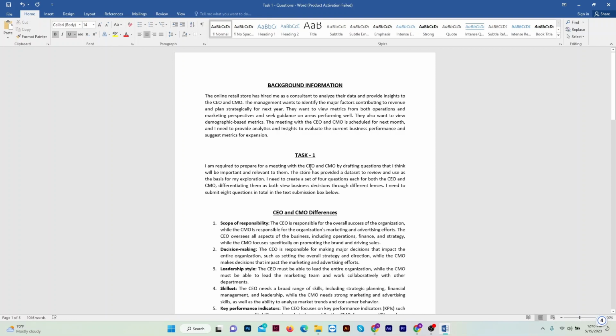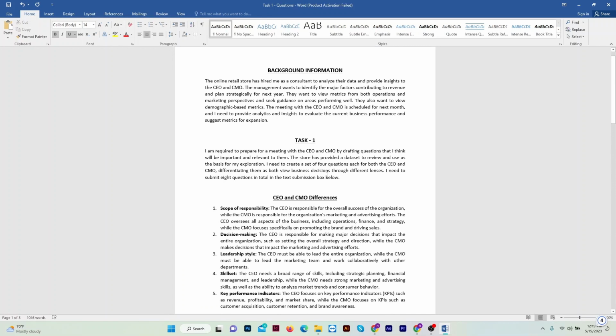For you to prepare for this meeting, you need to draft questions that you think will be relevant to the CEO and the CMO. The CMO is the Chief Marketing Officer. Once you've prepared these questions, these are the kind of questions you should expect from them. Then you need to understand the differences between the CEO and the CMO, because this will give you the context into which they look at businesses and how they think in the running of a business, and the type of insights that they will need from the data they give you for this project.